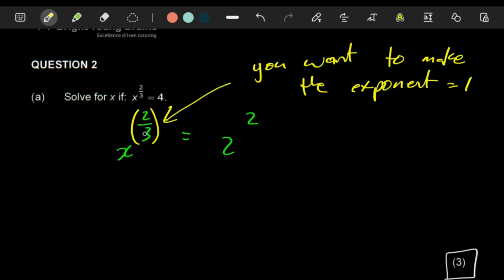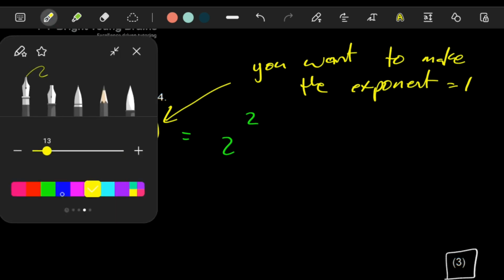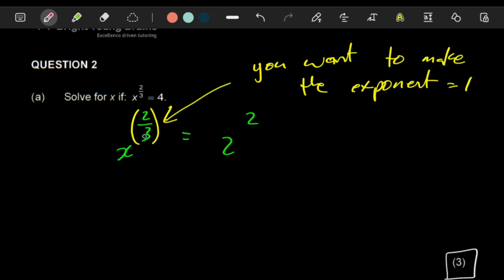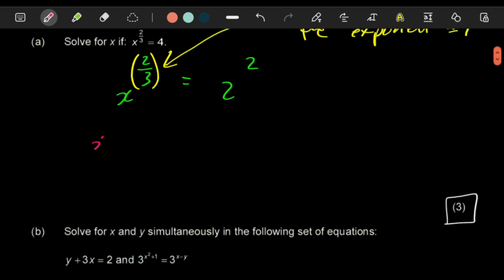Now the only way you're going to make this equal to 1 is if you multiply it by 3 over 2, because the moment you multiply it by 3 over 2, you end up with a fraction that is something over itself. So what I mean is, on the left, you can put it to the power of 3 over 2, and then if you do this on the left, you just need to do that on the right as well.